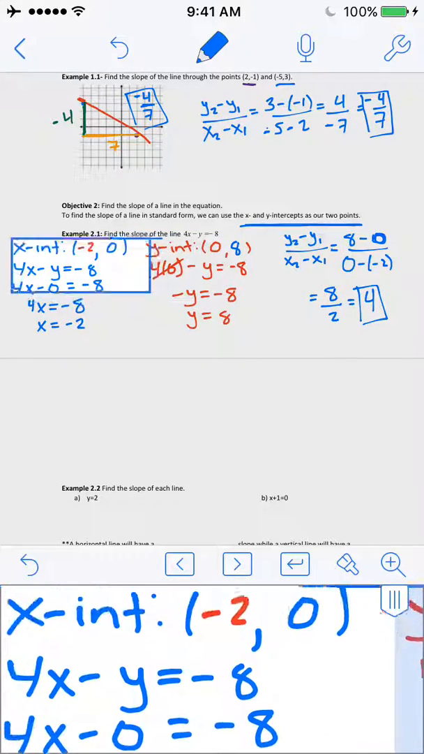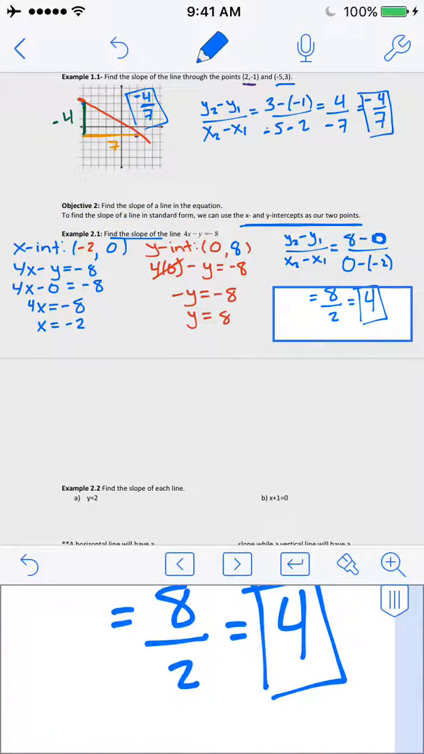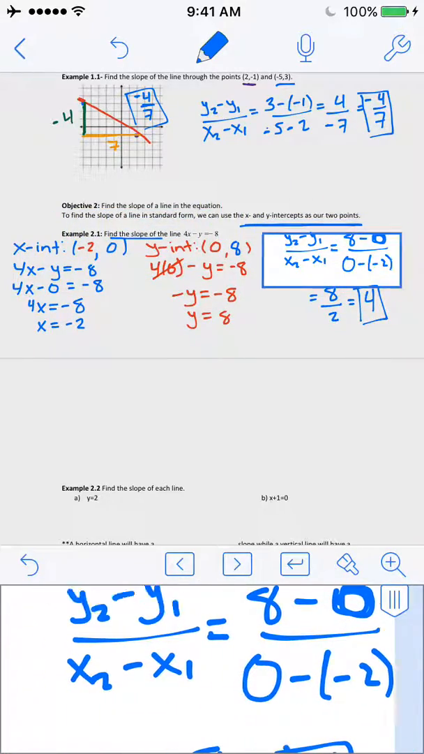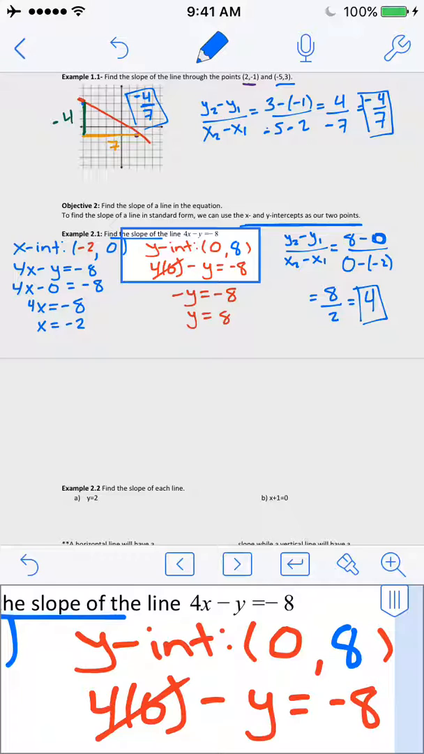Alrighty, so 3 parts of this problem. Find the x-intercept, find the y-intercept, find the slope. Pretty straightforward though, right? Using stuff we've done over and over again. Or at least we've seen in the last section.